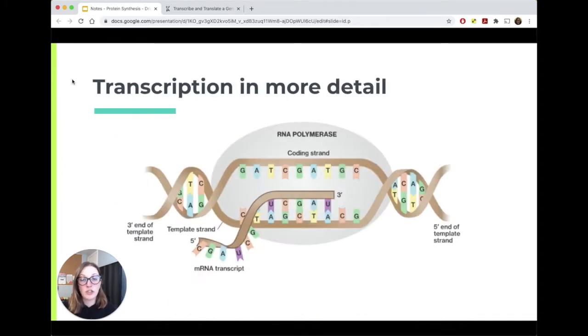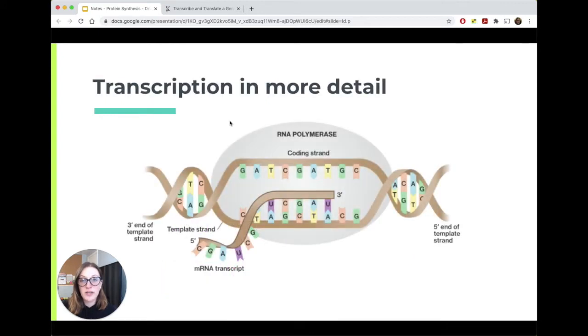Here's an image that shows transcription in more detail. We can see that we have our original DNA template that's being opened by RNA polymerase. We've learned about polymerase and how polymerase builds a polymer, and in this case we're building RNA. And so one strand of this double helix DNA is used to make a temporary copy of that code that codes for the specific protein.